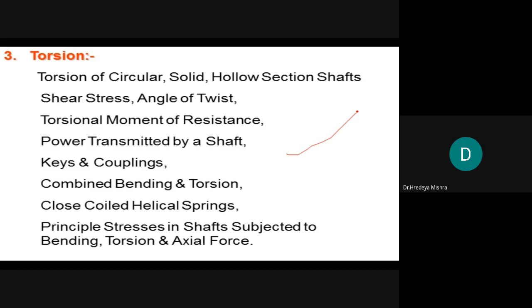Torsion, I have just finished the torsion unit. Torsion of the circular shaft, solid shaft, hollow section shaft, shear stresses, angle of twist, torsional moment of resistance, power transmission by a shaft, key, and combined bending and torsion are completed. Closed helical springs are not in your syllabus. Principal stresses in a shaft subjected to bending, torsion, and axial load are also completed. These two topics are not in your syllabus, so we don't use them.